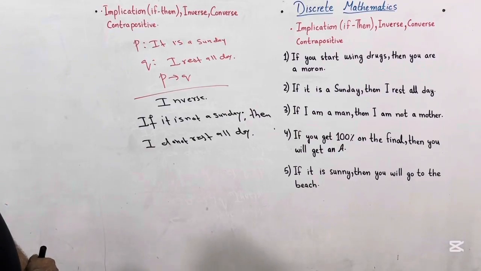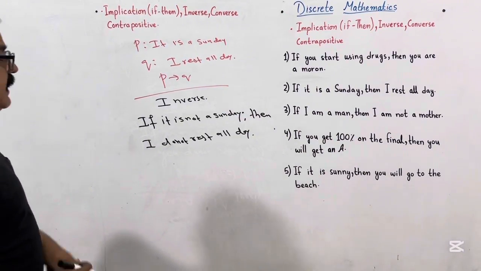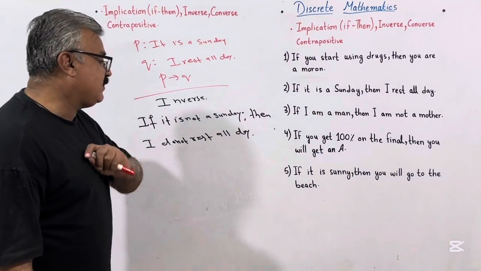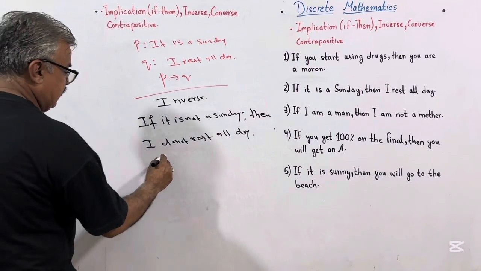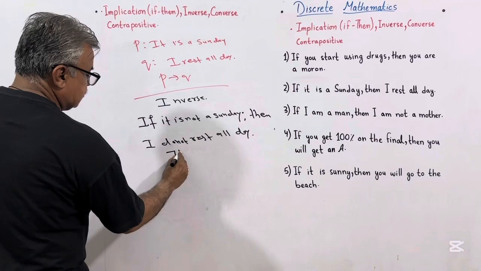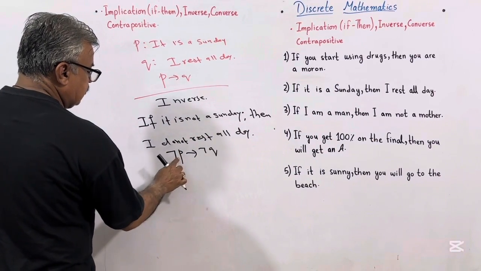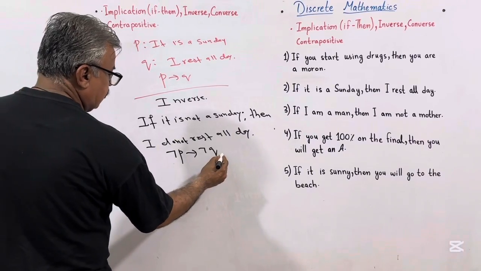If it is Sunday, then I rest all day. Its inverse is: if it is not a Sunday, then I do not rest all day. In symbols, it can be written as negation of P implies negation of Q.